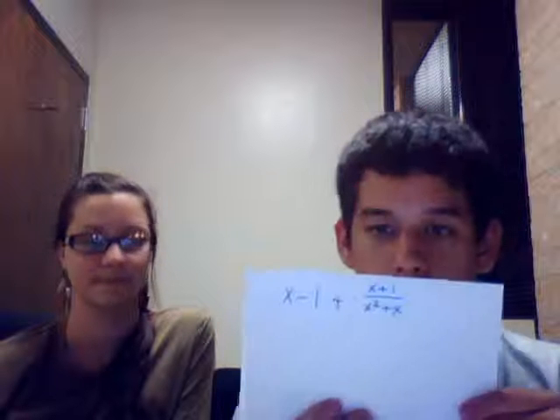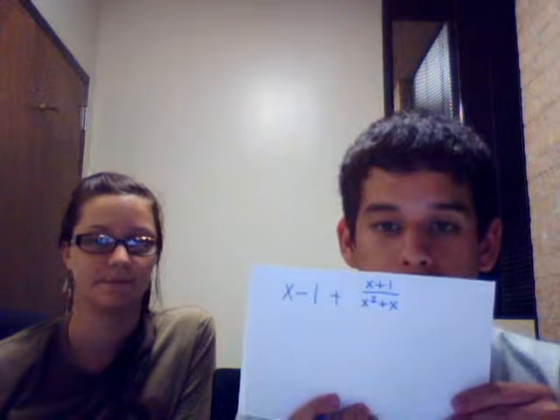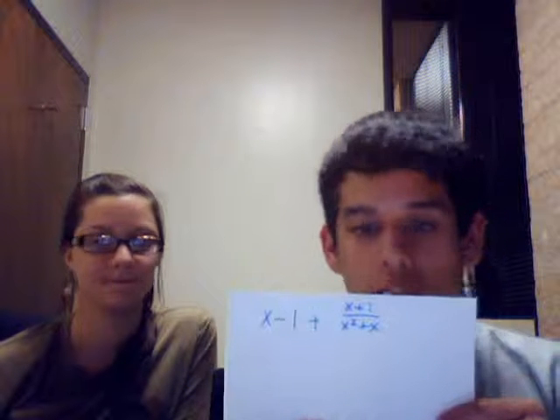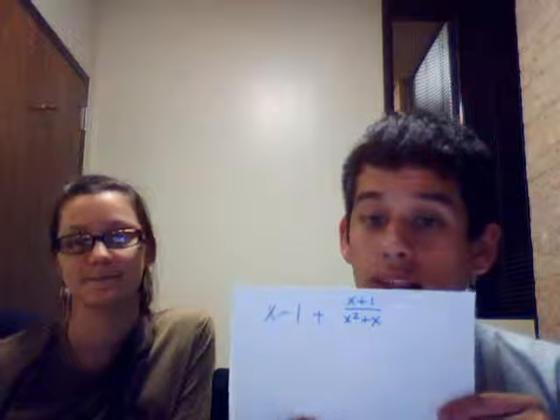So what we're left with is x minus 1 plus x plus 1 over x squared plus x. Is there anything else we could do, Jen? Nope. Cool. So that's us long dividing. So in this case, our slant asymptote will be defined as y is equal to x minus 1.